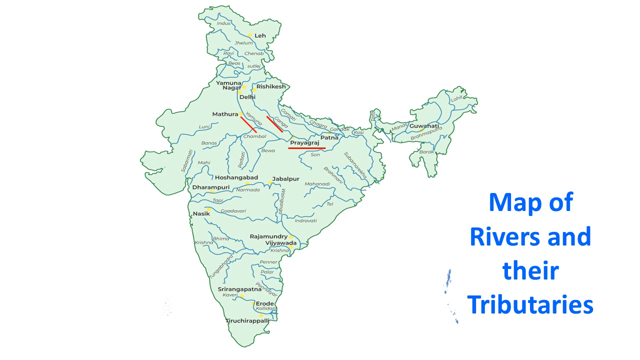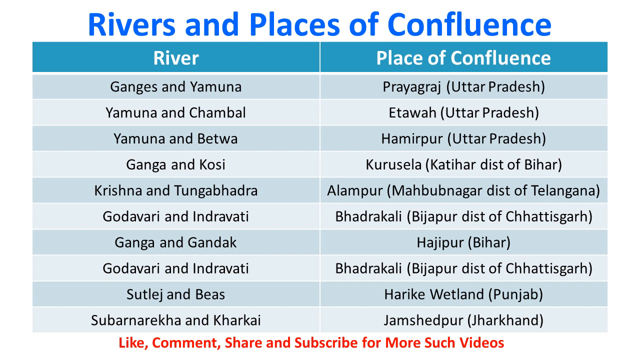Then if you remember again this same diagram, we have seen it in our yesterday's video also. There are rivers and their tributaries, and as you can see, Ganga meets Yamuna at Prayagraj. Yamuna meets Chambal at some place. Ganga meets Gandak at some place. Okay, so what are these places of confluence? We are going to discuss some of the major places. I have listed them here in tabular form. So this we have to remember because there will be some questions on these concepts as well.